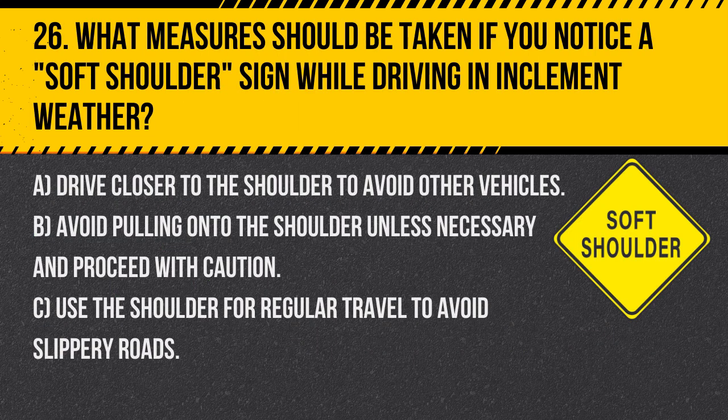Question 26. What measures should be taken if you notice a soft shoulder sign while driving in inclement weather? A. Drive closer to the shoulder to avoid other vehicles. B. Avoid pulling onto the shoulder unless necessary and proceed with caution. C. Use the shoulder for regular travel to avoid slippery roads.